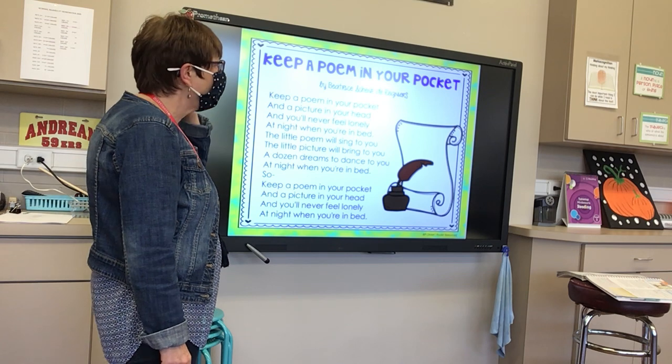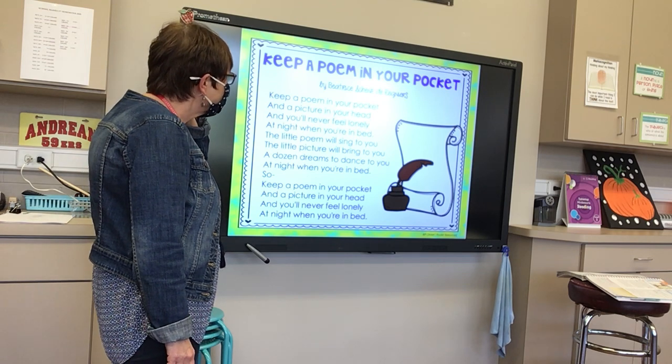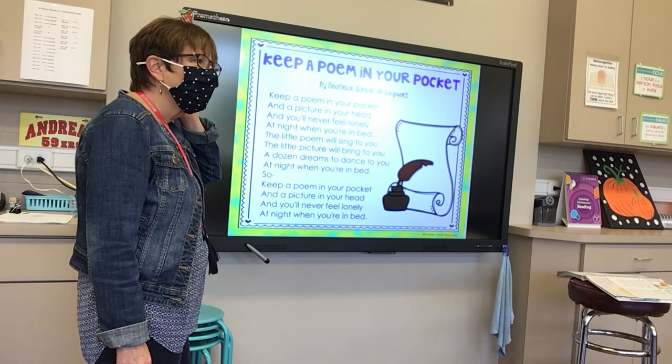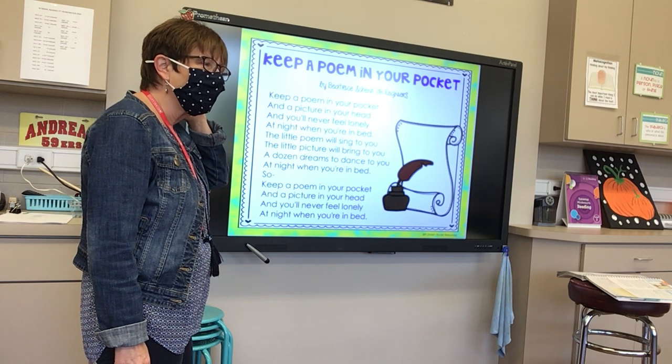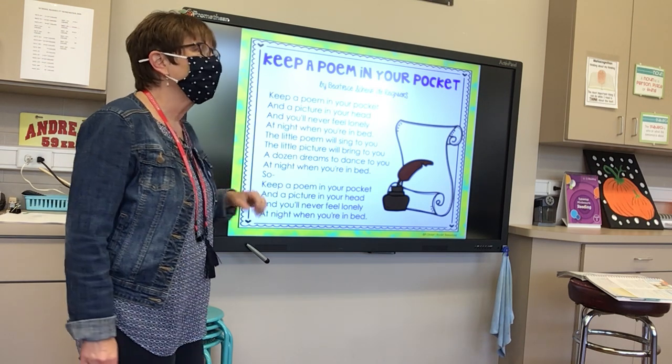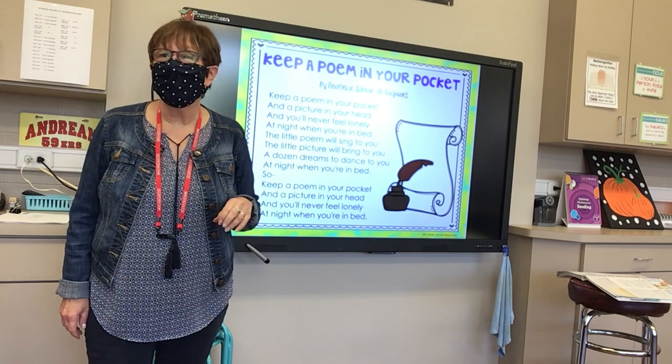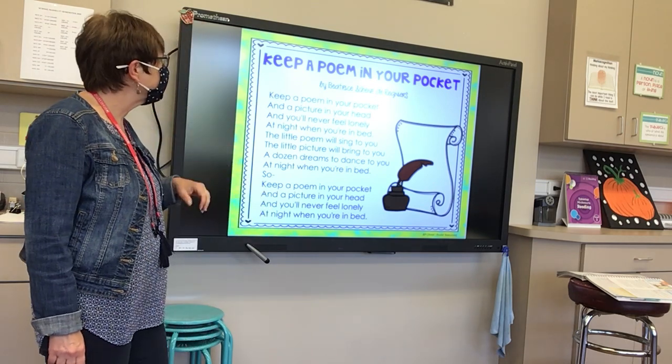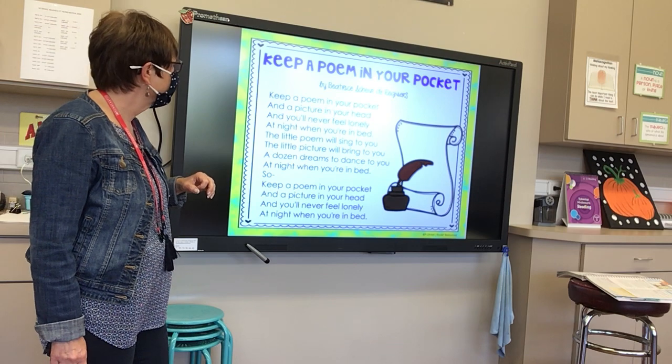Now, here's a poem. As a matter of fact, did we read this poem last year, Keep a Poem in Your Pocket? No? It used to be in our old reading series, this poem. And it says, keep a poem in your pocket.